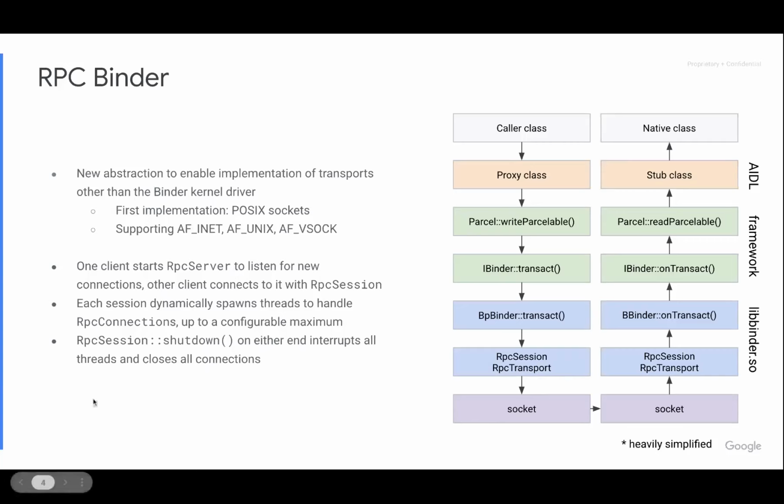The way that this is initiated is that one endpoint, we use the terminology of a server, but it doesn't need to be a server, starts an RPC server and listens for new connections. The other, the client, connects to it with the RPC session class. And once they've established that connection, each one of them can provide binder objects to the other.